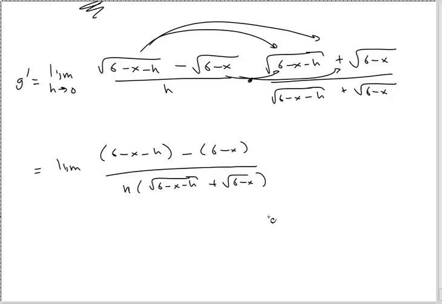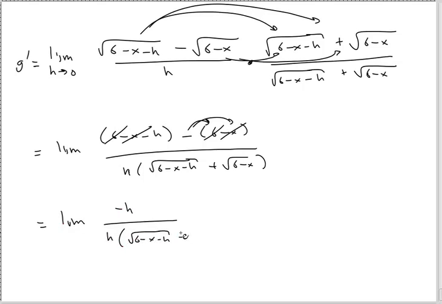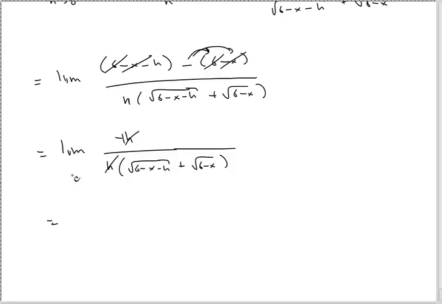Okay. And this 6 here and this 6 are going to cancel, again, because I'm distributing the negative. My x and my x are going to cancel, again, negative and positive, leaving this h here. And that's a negative h. You already know what's going to happen. I'm going to cancel my h's. Remember to make that a -1, okay? And now I can finally apply this limit.